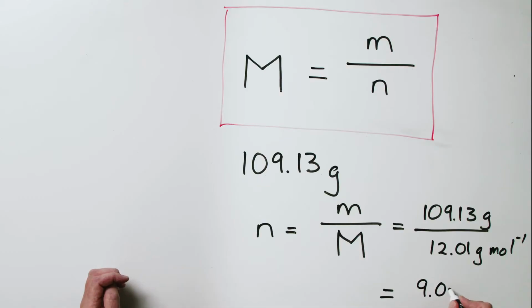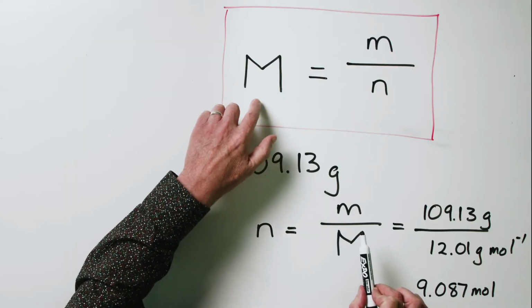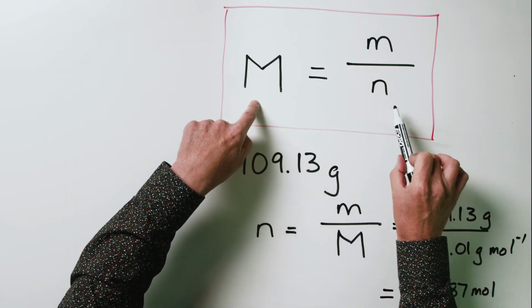We now do our quick mental calculation, as we often do, and we find that this comes out to 9.087 mole. A couple of points about this particular calculation. The first and really important one is to look at our units. We had to do a rearrangement of this equation during this calculation. We know that our units are all the right way round because this is the right way of writing this.